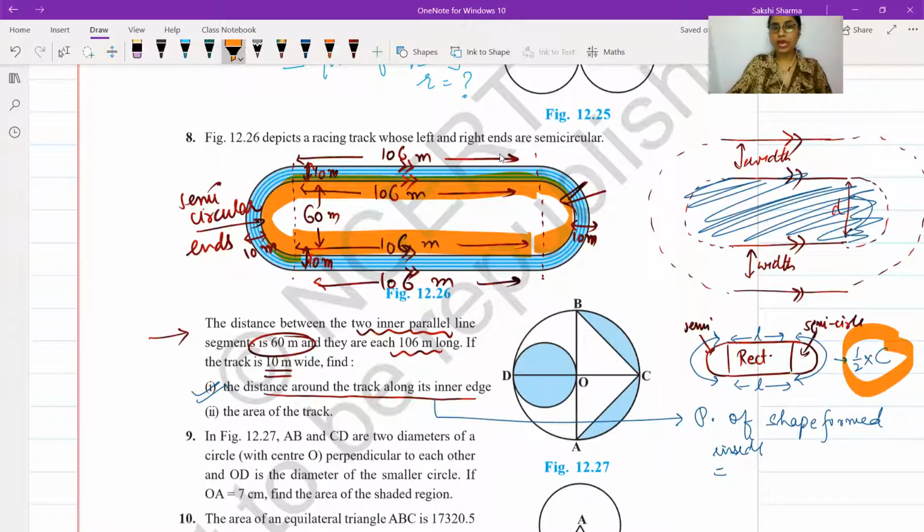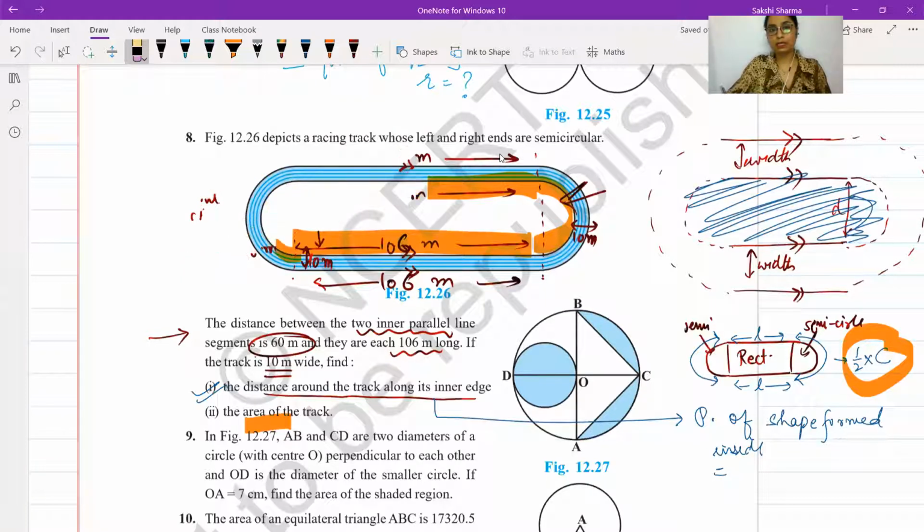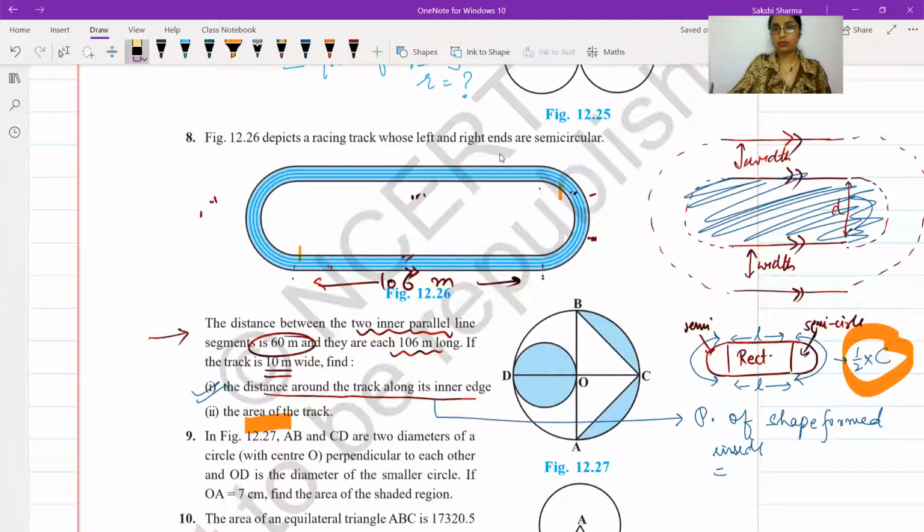Anyone with questions here? I will be doing it one part at a time, then we'll come back to the second part to find out the area of the track. Anyone who wants to ask how we are finding the distance around the track along its inner edge? Sometimes in your reference book, you might see that the track has been named for convenience. So you could do that also, if you find it easy.